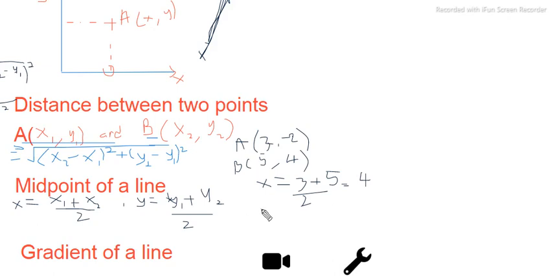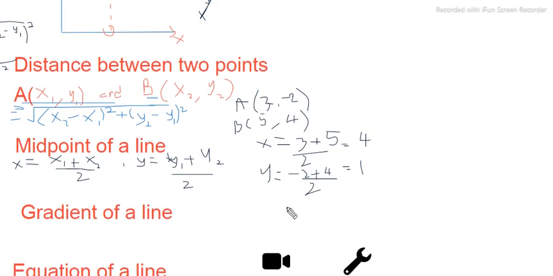Then the y coordinate will be y1 plus y2. That will be minus 2 plus 4 over 2. So minus 2 plus 4 will give us 2, and 2 over 2 will give us 1. So the coordinate of the midpoint will be 4 comma 1. This is the midpoint of the line.